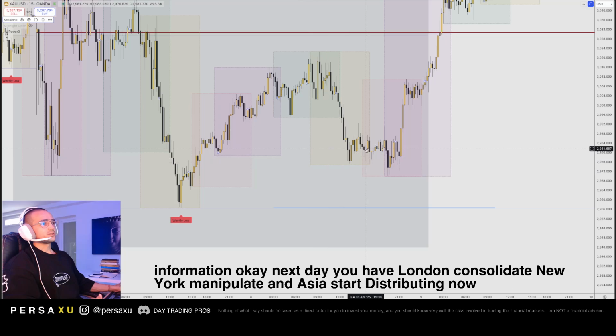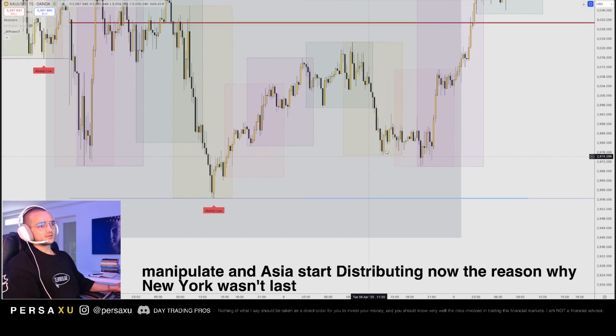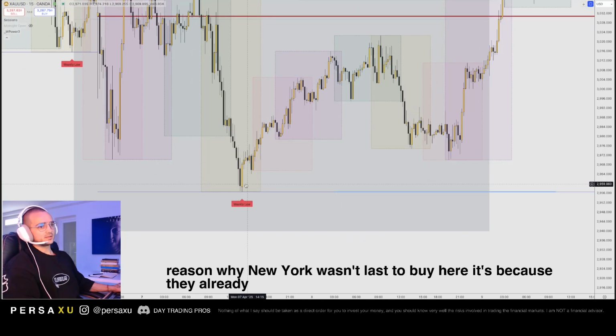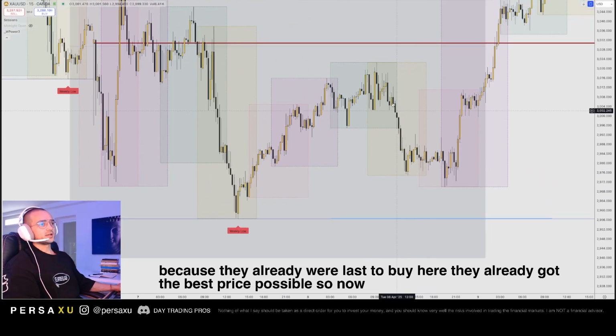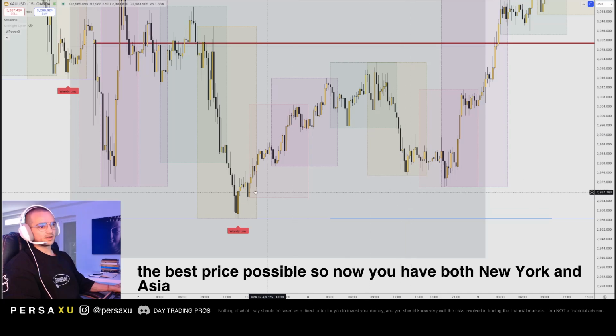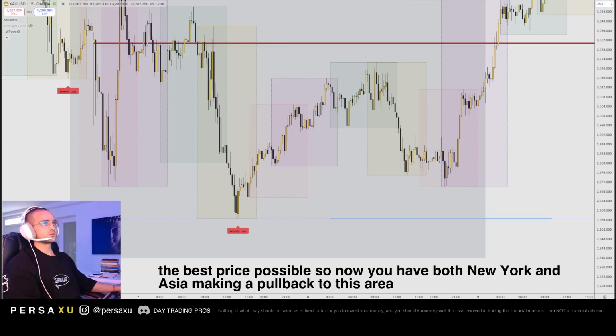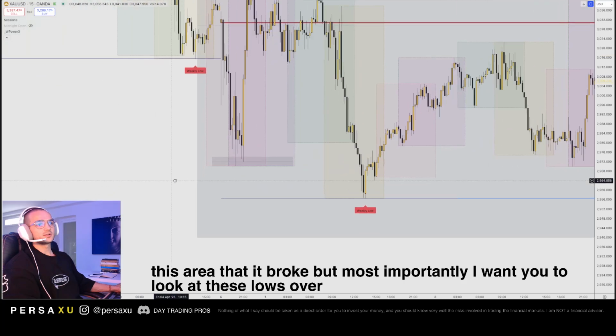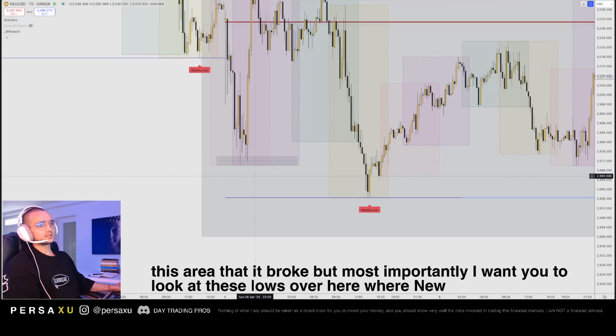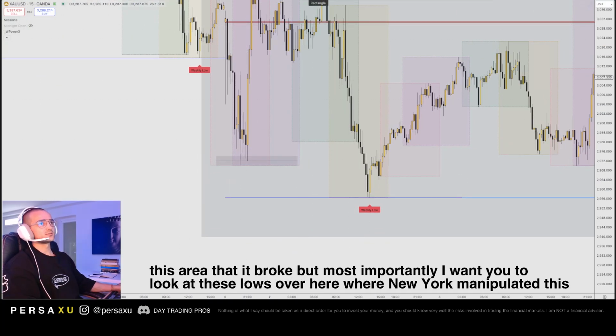Now the reason why New York wasn't last to buy here is because they already were last to buy here. They already got the best price possible. So now you have both New York and Asia making a pullback to this area that it broke. But most importantly, I want you to look at these lows over here where New York manipulated this Asia low.